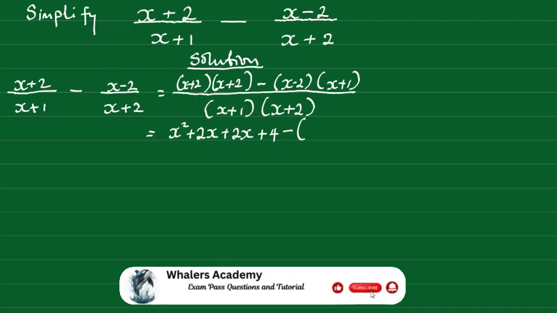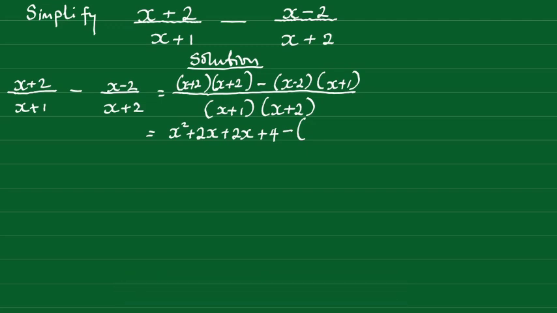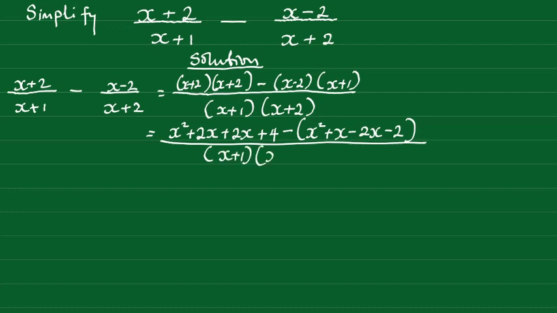We have (x - 2)(x + 1), multiply themselves, and we have x times x gives us x squared, x times plus 1 gives us plus x, minus 2 times x gives us minus 2x, minus 2 times 1 gives us minus 2, bracket close, all divided by (x + 1)(x + 2).